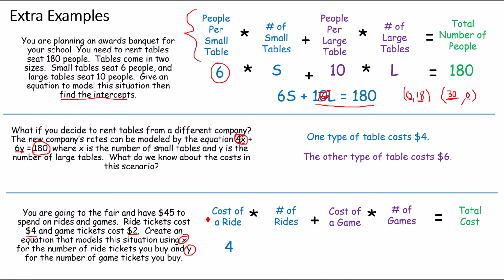How about $4 per ride, $2 per game, and a total cost? I've got 4r plus 2t equals 180.